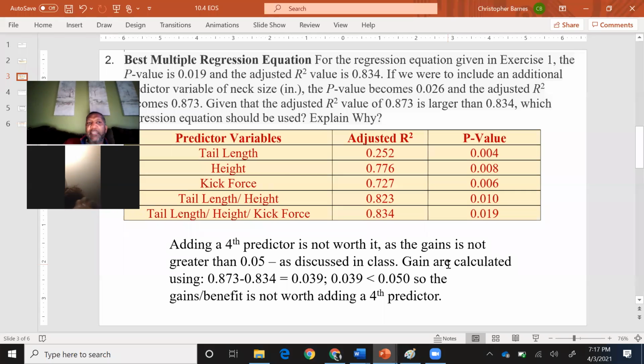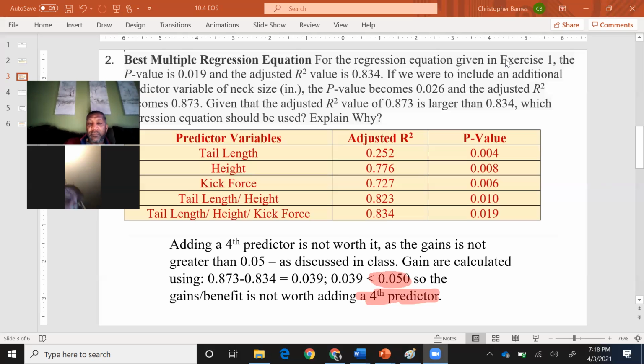If you look at it, it probably says best multiple regression equation. The problem might look a little bit different. It's probably not talking about a kangaroo and stuff, but the thought process behind it is still the same, and this solution right here is also still the same. Again, it might be different in the book, whereas if the gain is greater than 0.5, then you would go the other way around. You would think it's better to add a fourth predictor. But right here, it's not worth it. That makes sense? Yeah. Okay.